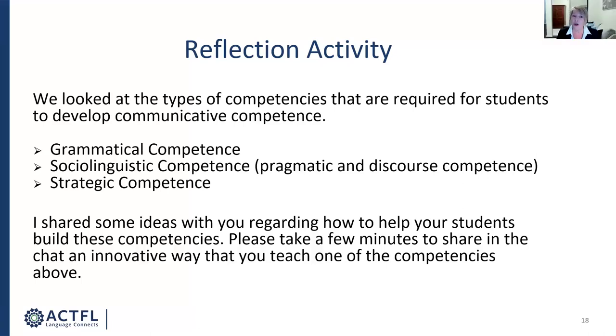That's amazing. And when you're teaching those gestures as well, you're teaching pragmatic competence, you're teaching strategic competence. That's an amazing activity because you're helping the students build those other competencies. Let's see what else was in here.